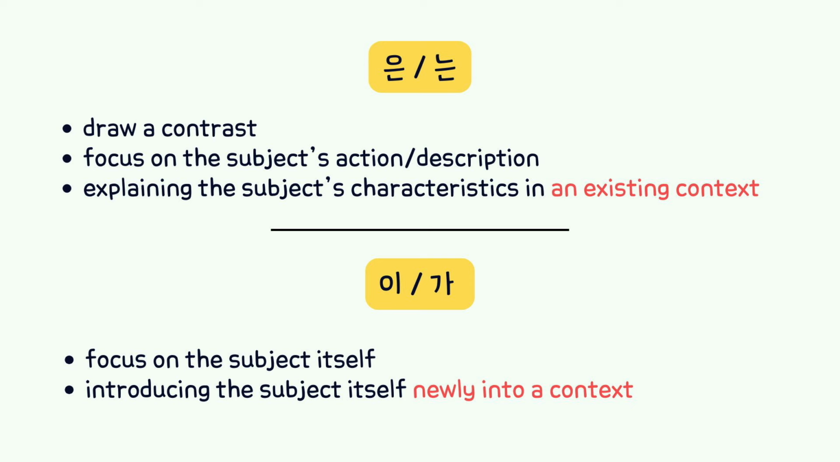Alright, let's go back to the theory part. Hopefully, it makes more sense to you now. We've seen how 는 is used when drawing a contrast or when the focus is on the subject's action or description, especially in an existing context. 이가, on the other hand, is used when the subject itself is the focus, not its characteristics or actions. It is also used to introduce the subject into a new context for explanation.